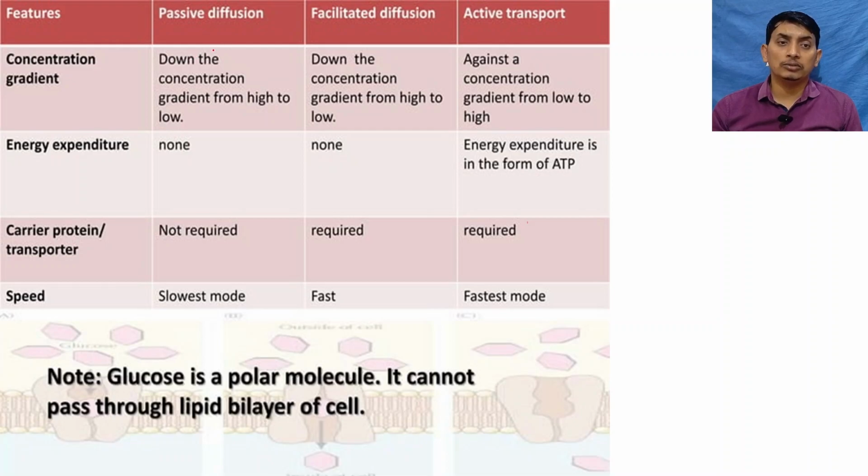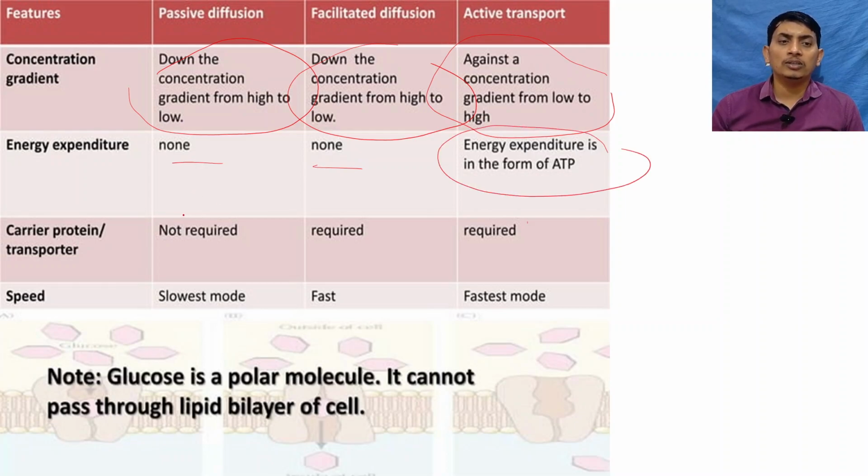You can see here the definition: down the concentration gradient means high to low. But active transport means against the concentration gradient, from low to high. In passive and facilitated diffusion, no energy is required, but in active transport, energy is required. Okay, so you can see carrier protein.